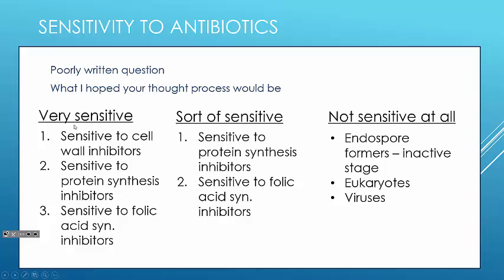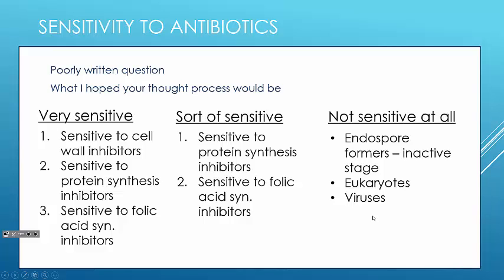So what I was hoping is that under the very sensitive category, you would put genera of bacteria that were sensitive to cell wall inhibitors, sensitive to protein synthesis inhibitors, and sensitive to folic acid synthesis inhibitors, as opposed to sort of sensitive, that are sensitive to only 2 of these classes of antibiotics, as opposed to not sensitive at all, which are your endospore formers, eukaryotes, and when we get to them, viruses. That's what I was going for.